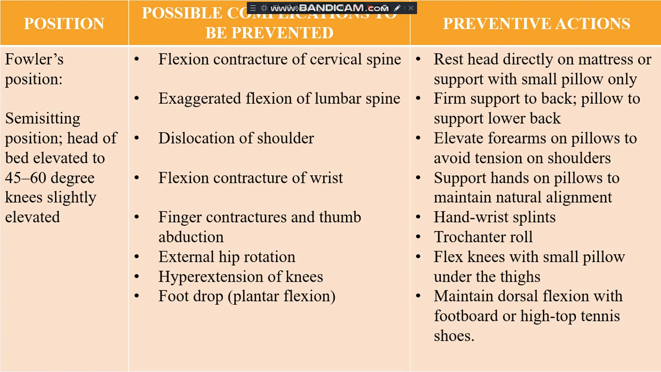Then hyperextension of knees. In order to prevent that, we can flex the knees with a small pillow under the thigh. So under the thighs, we can place a small soft pillow so that we can attain a slight flexion over the knees. And foot drop, otherwise known as plantar flexion. Here, in order to prevent this foot drop, we have to maintain dorsiflexion with a footboard or high-top tennis shoe, that is, foot supporters. A board can be placed so that we can prevent the foot drop. Okay.